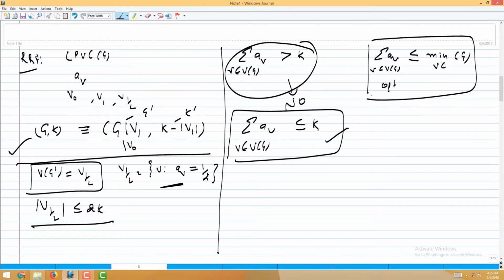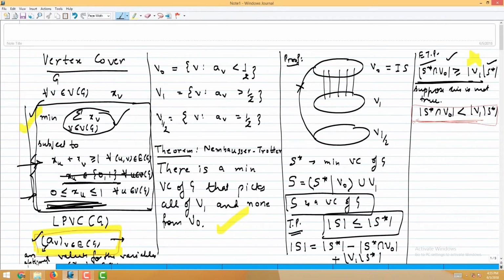Sorry, I don't understand why if the sum is more than K, it is... Okay, so this is because of this. If you give me any optimum solution to the vertex cover LP, then this sum can never be more than the minimum vertex cover of the graph. And this is easy to see. Think about it. Why?